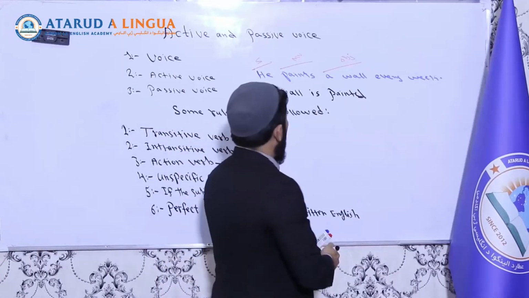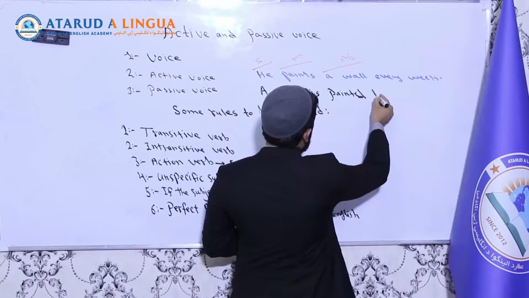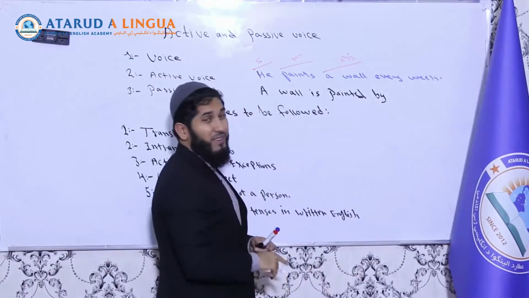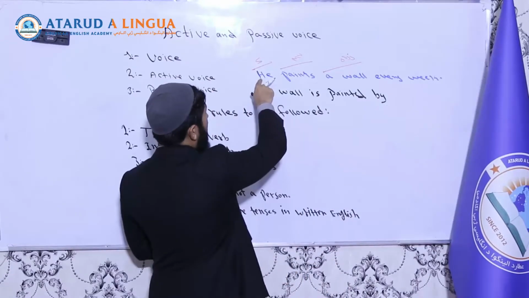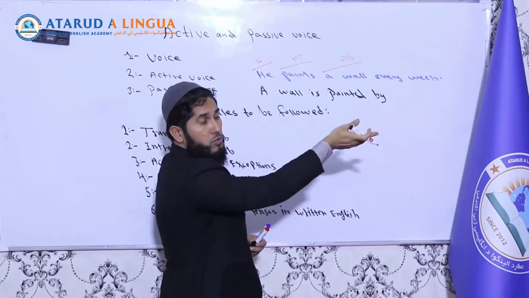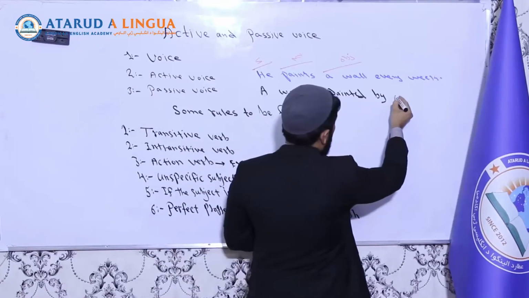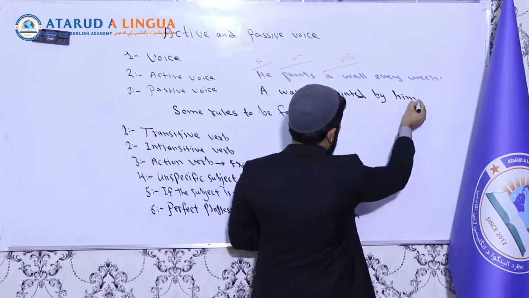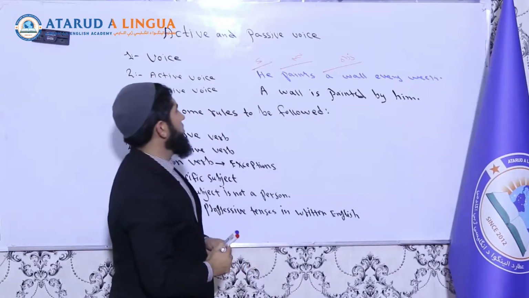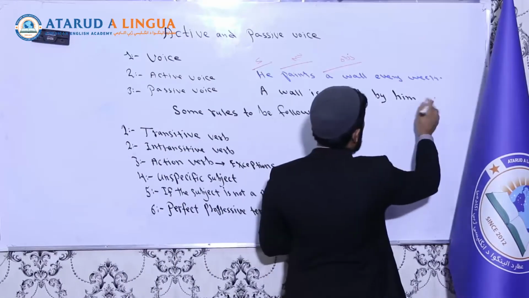Okay? And after that, we bring the preposition by, and the subject becomes the object of the preposition, or in other words, the agent of the by phrase. By him. So, he paints a wall every week, and a wall is painted by him every week.